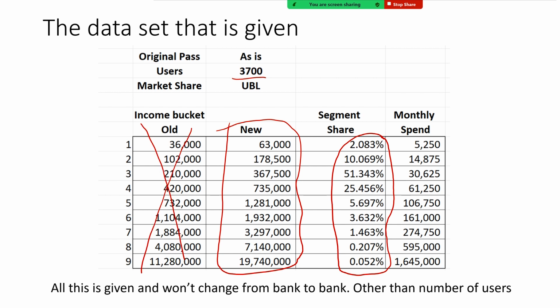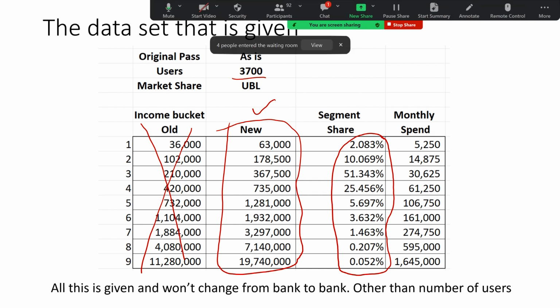Now, in terms of question variations, it's very important that you build your model in a generalized fashion. You don't hard code these values. Instead, what's going to happen in the question variation is that I may change this and give you a new income distribution. I may keep it as is, or I may change the segment share information that you see.